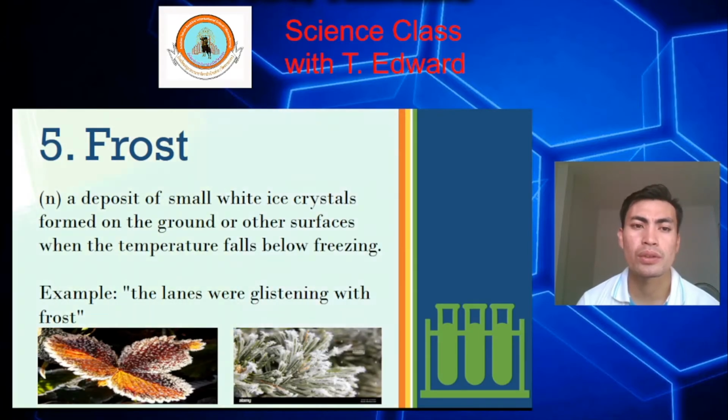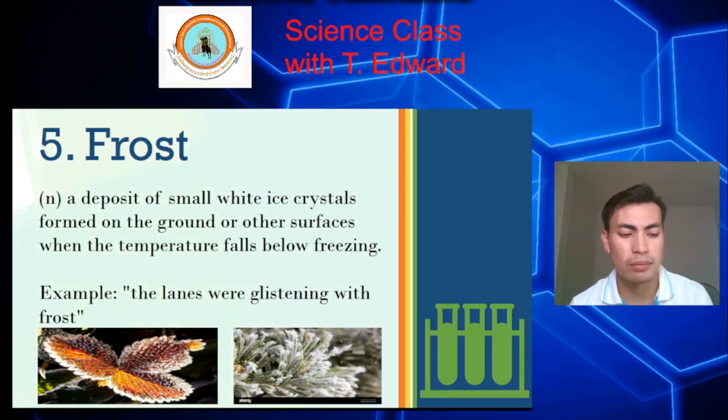Number 5, frost. A deposit of small white ice crystals forms on the ground or other surfaces when the temperature falls below freezing. Example: the lanes were glistening with frost. So there are some places in Thailand that experience this frost, like Doi Inthanon. Okay, if you go to the top of that mountain, Doi Inthanon, sometimes plants are covered in frost.